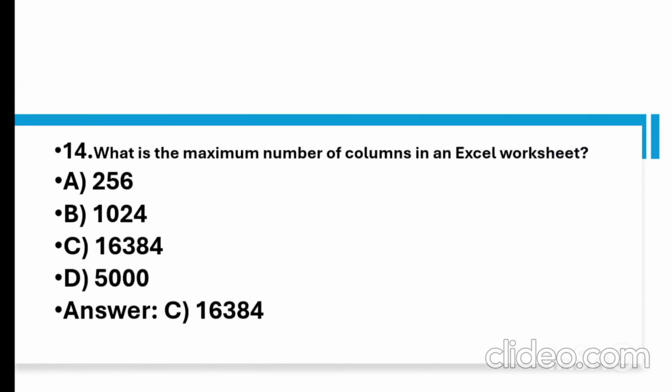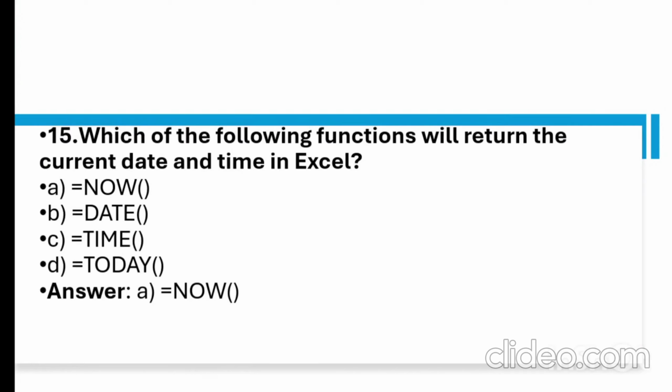Question number 14. What is the maximum number of columns in an Excel worksheet? Options are A. 256, B. 1024, C. 16,384, or D. 5,000. So the correct answer is option C. 16,384.